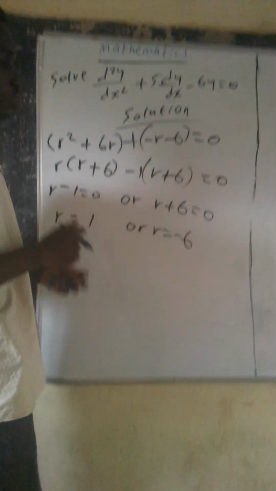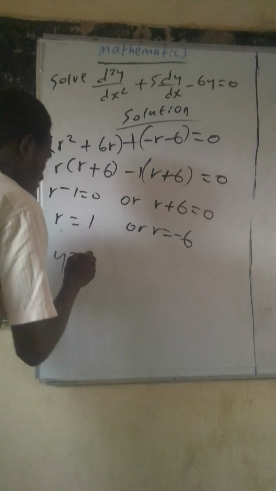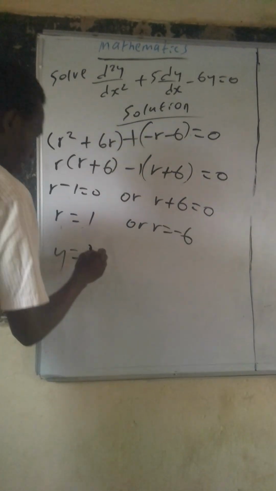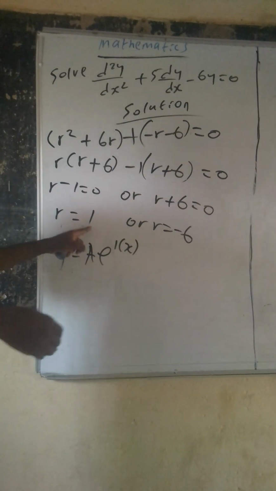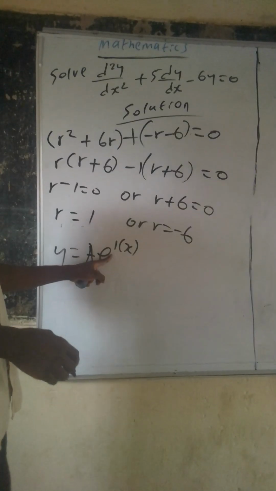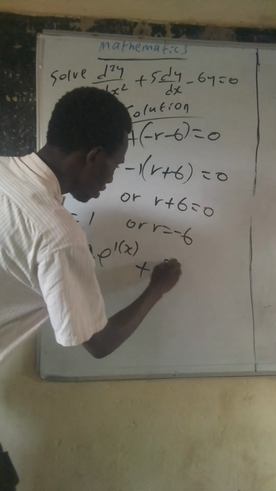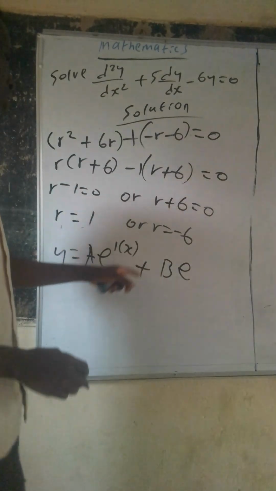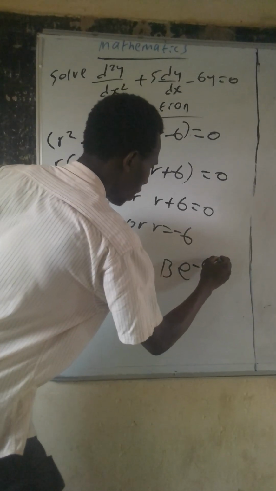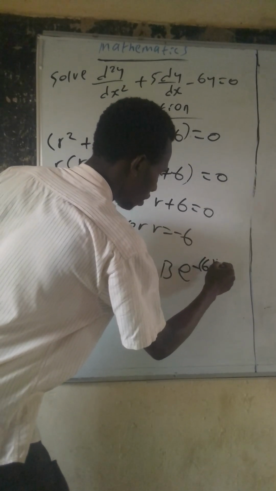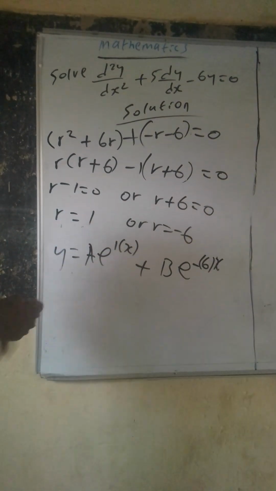So now, what is the next thing to do? The next thing to do is that we are going to have y equals a exponential 1 multiplied by x. This one is this, right? And we're going to multiply by x. This is how we're going to have plus b exponential, raised to the power minus 6 multiplied by x. So this is what we are going to get.